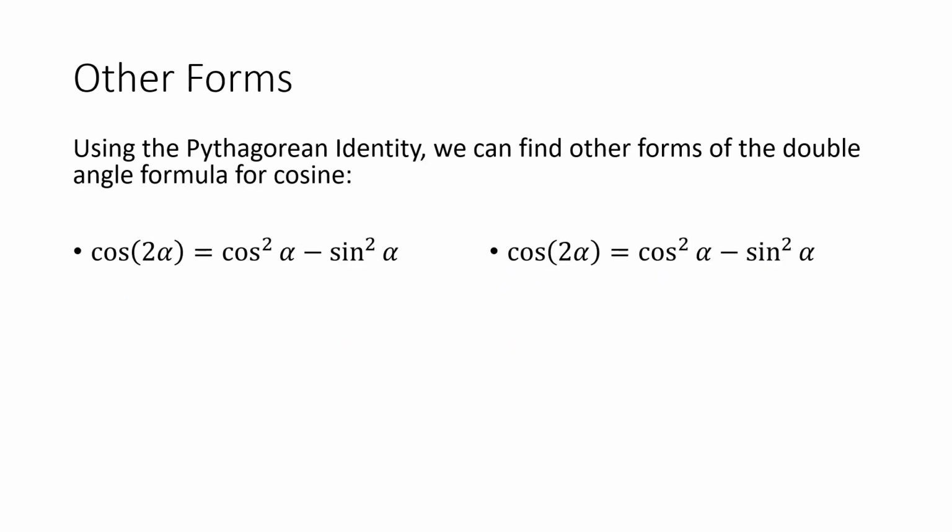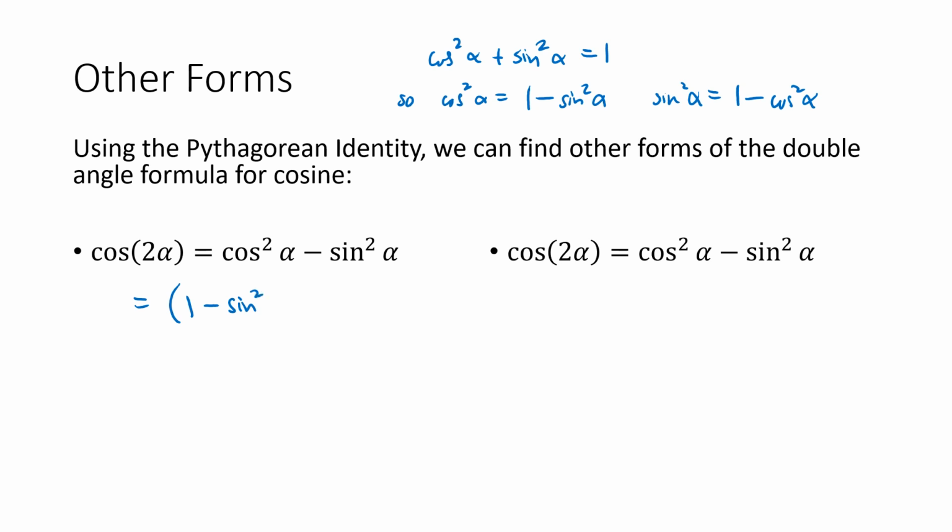Now, there are other forms for the cosine of the double angle, which are going to be useful a little bit later. So one of the things that we can do is use our Pythagorean identity to replace cosine squared with 1 minus sine squared, right? We know that the cosine squared of alpha plus the sine squared of alpha is equal to 1. So that means that cosine squared of alpha is 1 minus sine squared of alpha. And it also means that sine squared of alpha is 1 minus cosine squared of alpha. So one thing I can do is replace cosine squared of alpha with 1 minus sine squared. Or alternatively, I can replace the sine squared of alpha with 1 minus cosine squared of alpha.